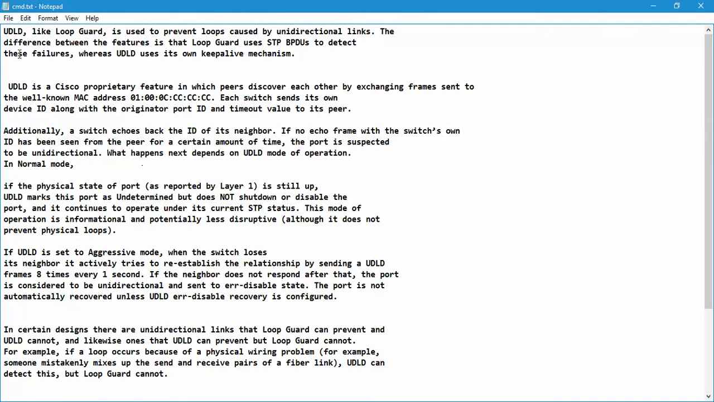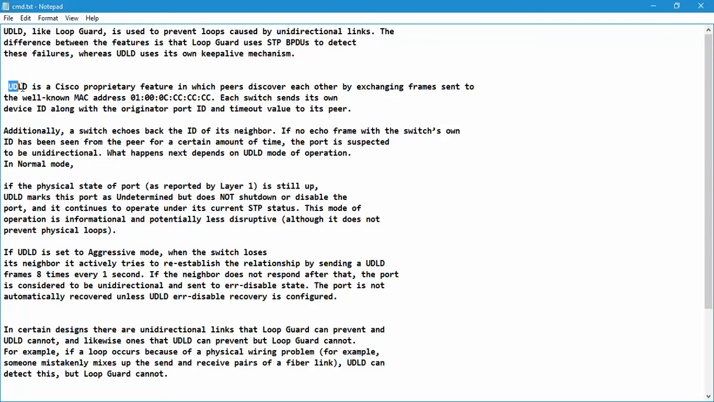تعال نشوف. The UDLD, like the loop guard, is used to prevent loops caused by the unidirectional links. The difference between the features is that the loop guard uses the STP BPDU to detect these failures, whereas the UDLD uses its own keepalive mechanism. يبقى اليو دي ال دي بيبعت كيب أليف لما بتفعل الفيتشر دي على السويتشز بتاعتك.